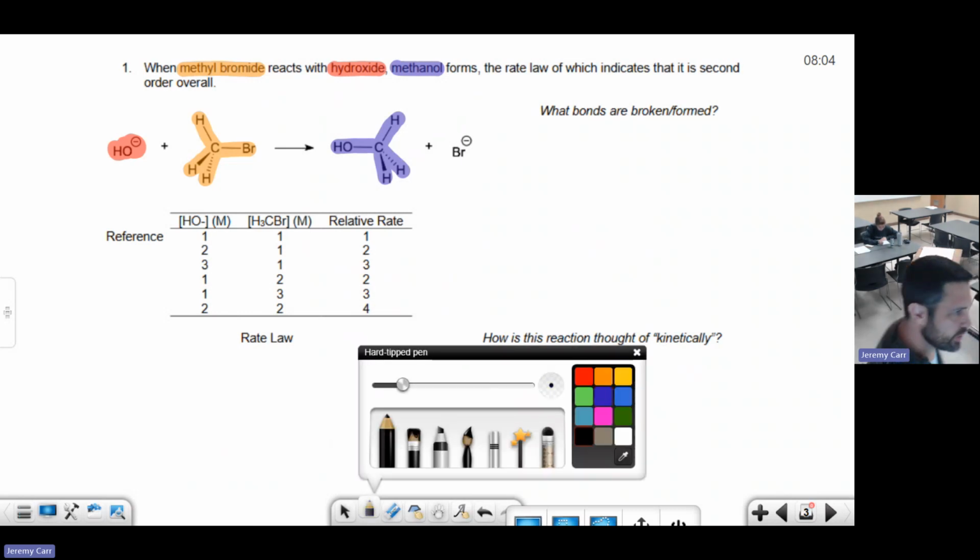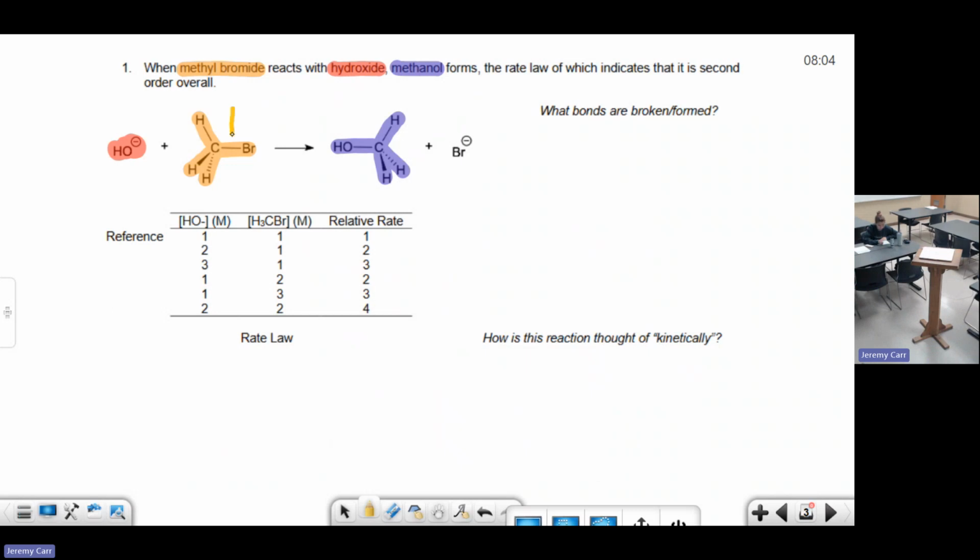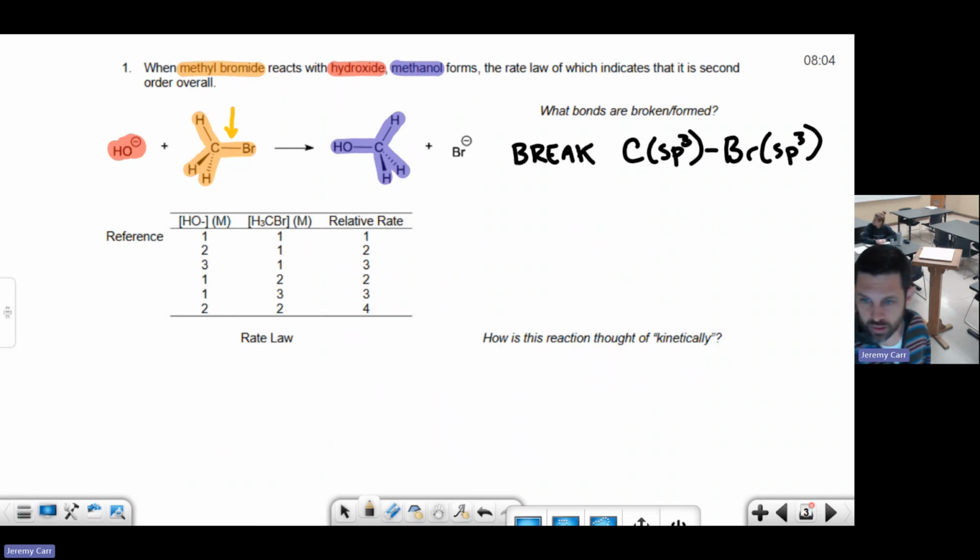What bonds are being broken and formed? Let's do a little bond accounting here. The first thing you might notice is that we break this carbon-bromine bond. So we are breaking a carbon, an sp3 hybridized carbon, Br sigma bond. The fact that it's a sigma bond is vitally important here because that is a characteristic of these types of chemical reactions. Okay, well, what are we forming?